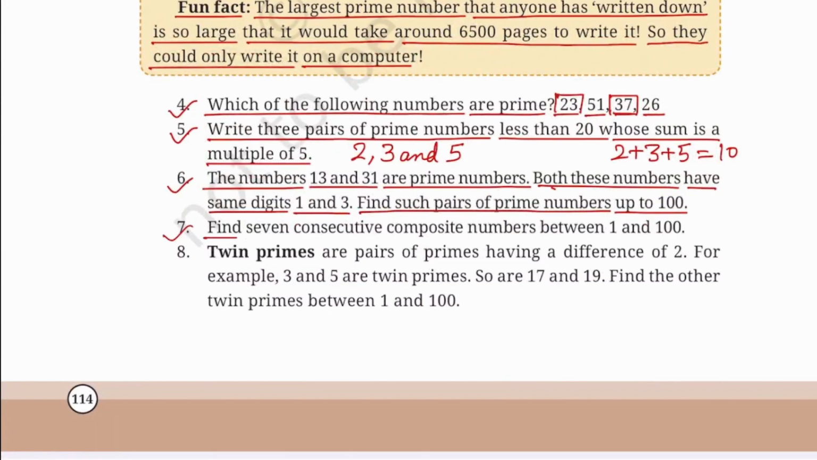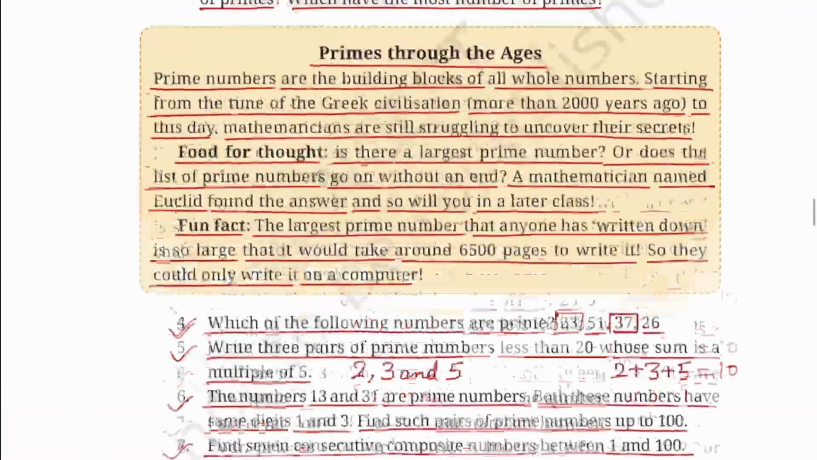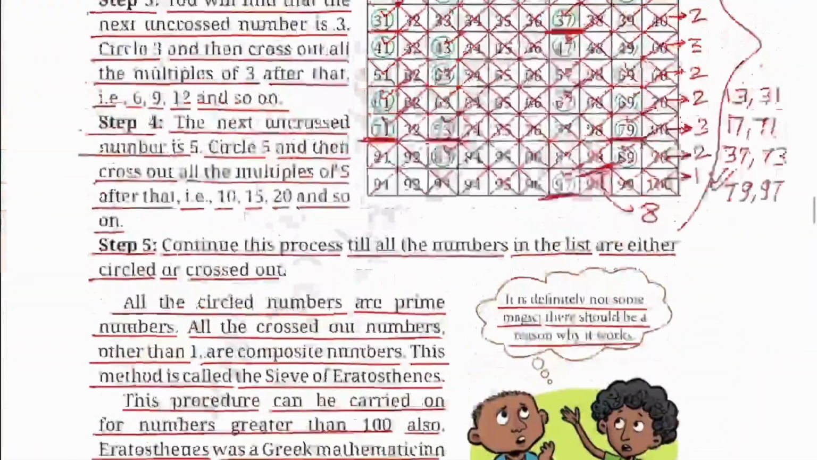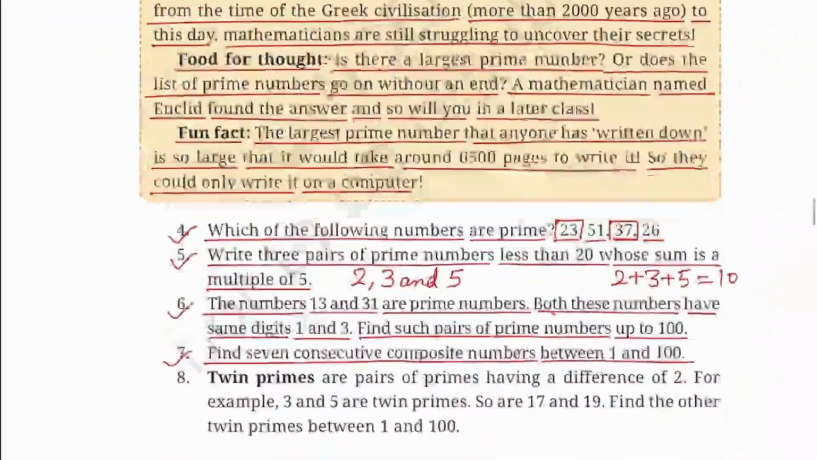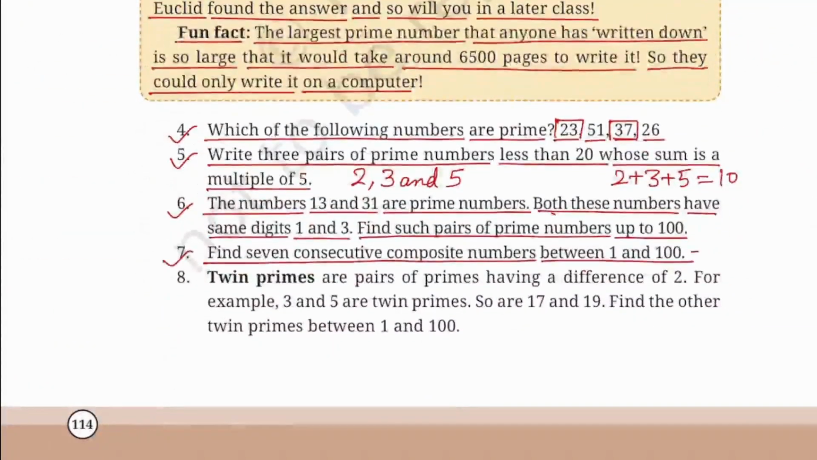7. Find 7 consecutive composite numbers between 1 and 100. The answer is 90, 91, 92, 93, 94, 95, 96. That is from 90 to 96. Both are included.